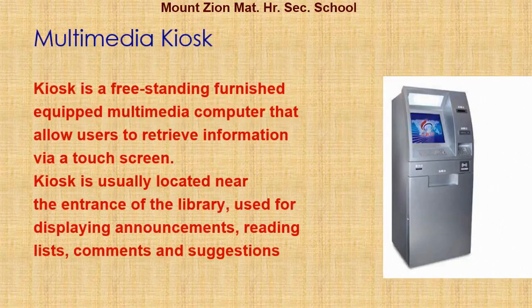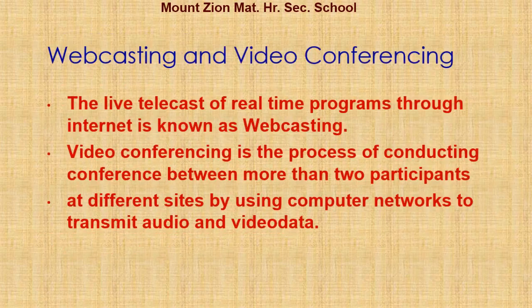So what is a multimedia kiosk? Here you can see a picture of an ATM machine. Similarly, any freestanding machine that gives you information, once you touch it, you can just move on to browse more information. So a kiosk is a freestanding, furnished, equipped multimedia computer that allows you to retrieve information. Retrieve means collect information via a touch screen. It is usually located near the entrance of a library to display some announcement, reading list, comments, or suggestions. So it helps you to inform about the library.